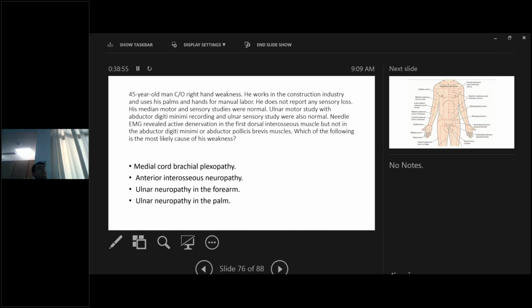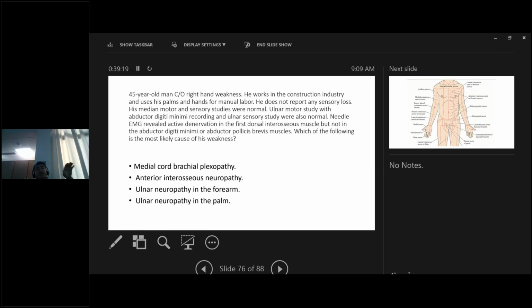Which of the following is the most likely cause of his weakness? Medial cord brachial plexopathy, anterior interosseous neuropathy, ulnar neuropathy in the forearm, or ulnar neuropathy in the palm? It should be ulnar neuropathy in the palm. Okay, that's correct, because you can have different patterns, but the sensation is intact there.